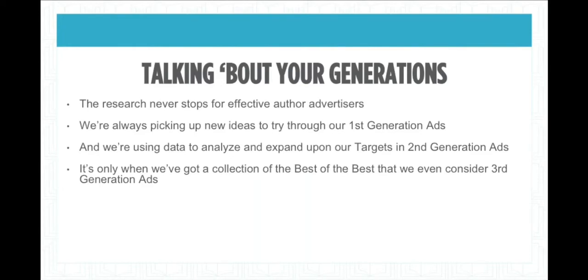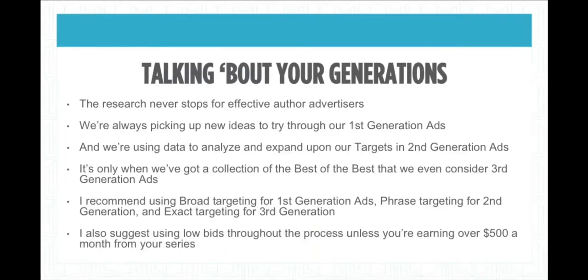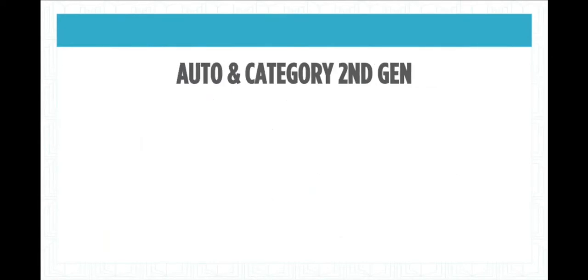It's only when we have a collection of the best and we're making a significant profit that we even consider third generation ads. Now, I recommend you use broad targeting for first generation ads, phrase targeting for second generation ads, and exact targeting for third generation. Everyone who was asking me, why don't we use phrase and exact? It's because we have a place for that in our scaling. I also suggest, until you hit that threshold of earnings, use low bids throughout the process. Low bids, no need to raise those quite yet.